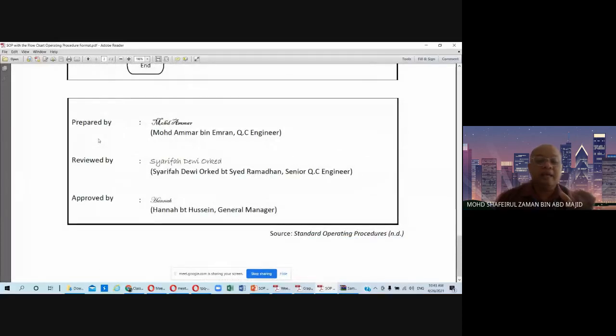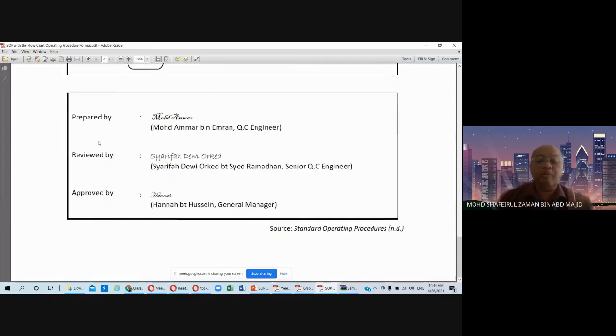Remember, at the end of the SOP, you need to have the words "prepared by." Do not forget to put the signature and also the name of the person in charge of preparing it. So your name and your designation, for example, QC engineer, your post.